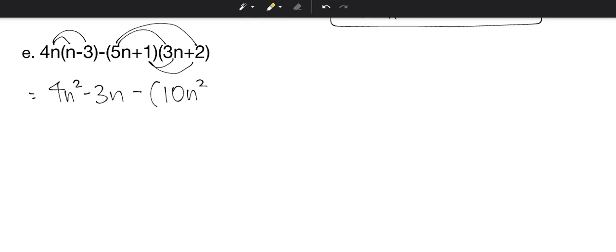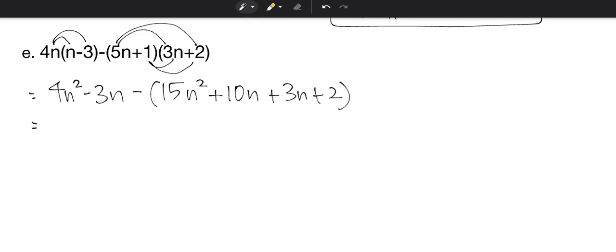Oh, what am I doing? Okay, I'm going too fast. Hold on. So 5n times 3n is 15n squared. Don't go too fast. You have to check yourself. 5n plus 2, the outside 2, the inside 2, and then the last 2.